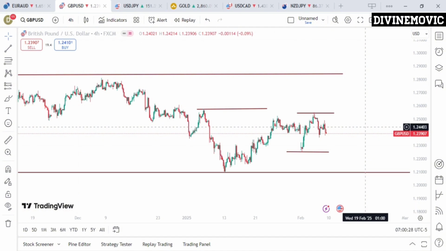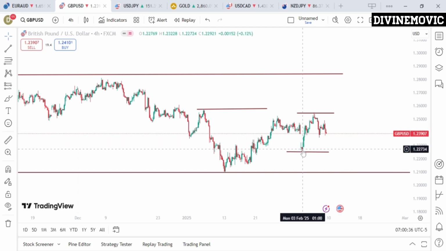Now, for us to confirm if we're going to buy or if we're going to sell, we want to simply understand or identify the supply or demand zone that was created from this low to this high.